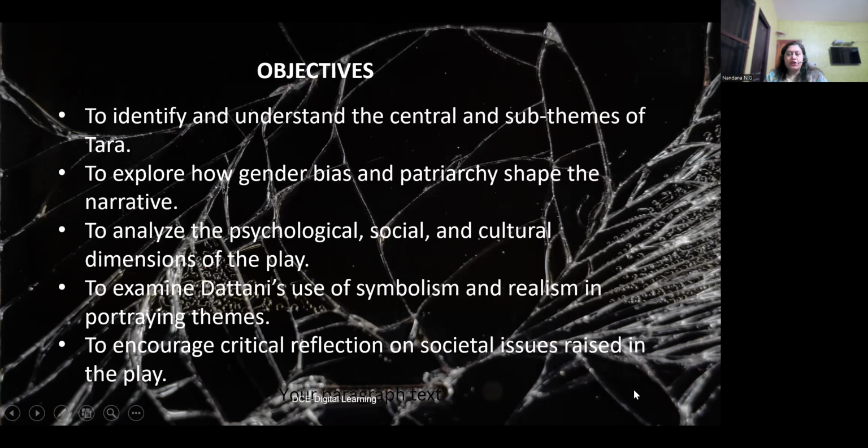Now, coming to this session, the objectives of this session are to identify and understand the central and sub-themes of Tara, to explore how gender bias and patriarchy shape the narrative, to analyze the psychological, social, and cultural dimensions of the play, to examine Dattani's use of symbolism and realism in portraying themes, to encourage critical reflection on societal issues raised in the play.